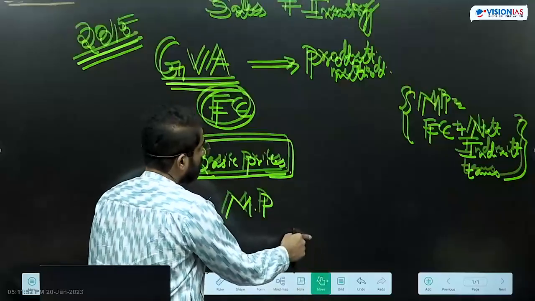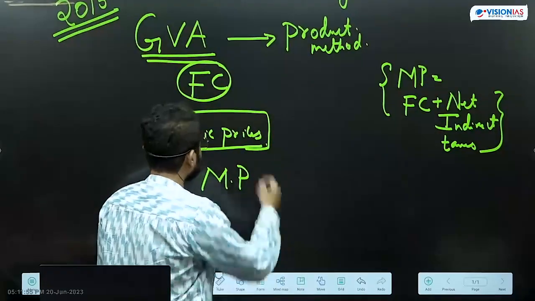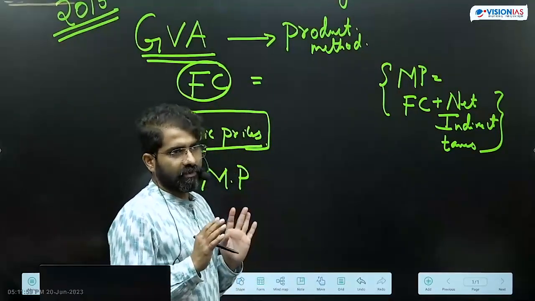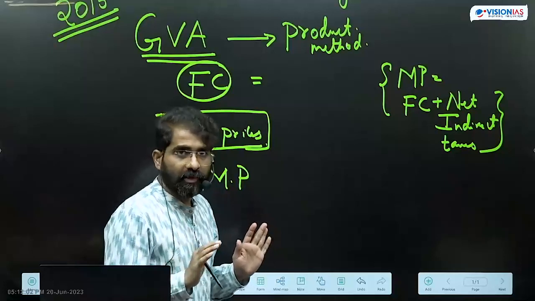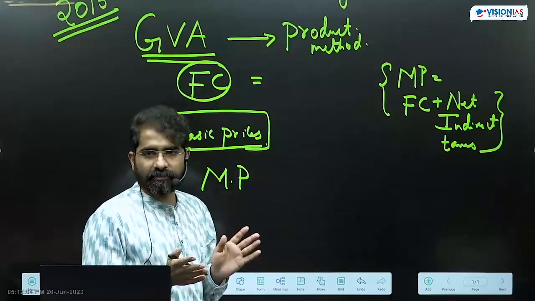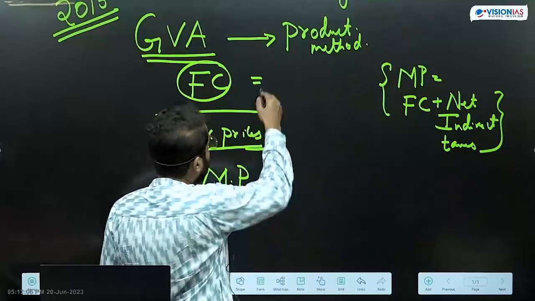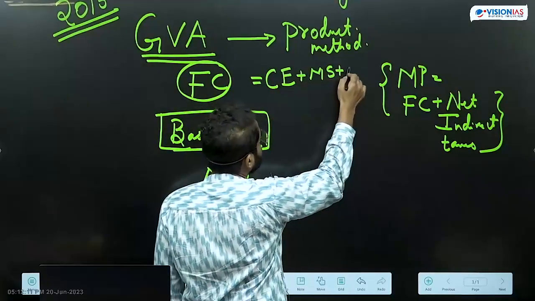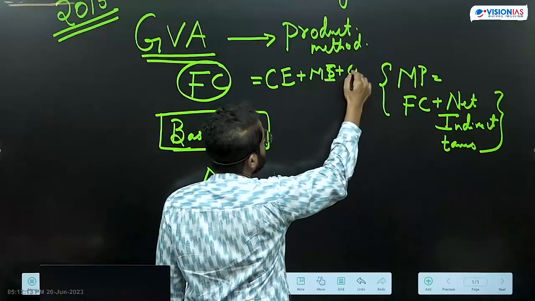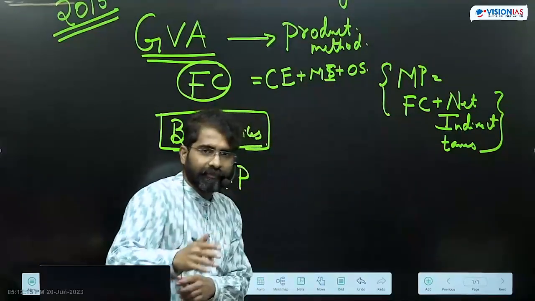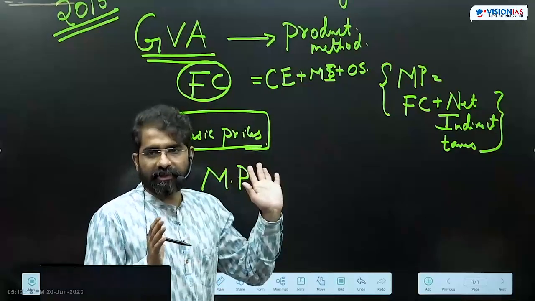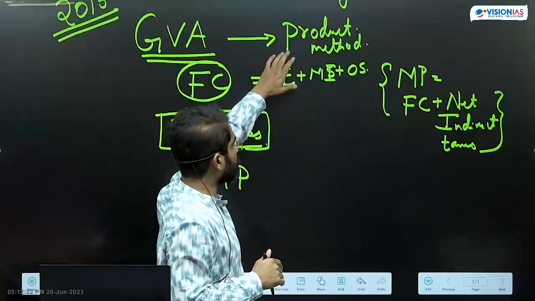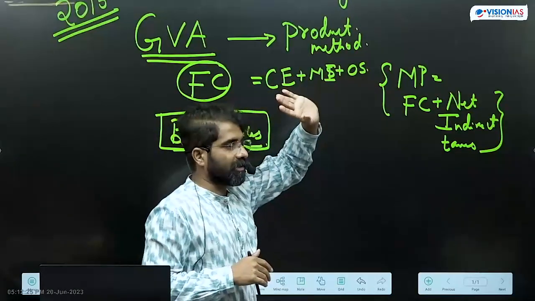So what is factor cost? What is the meaning of factor cost? Cost of factors of production, or it is nothing but what we call the government documents' term. This is what factor cost is: cost of factors of production, compensation to employees, mixed income, operating surplus.